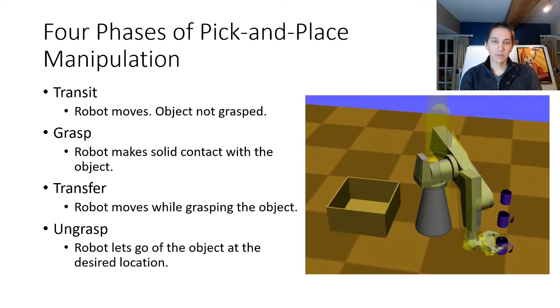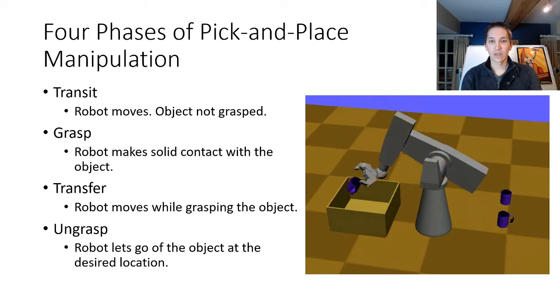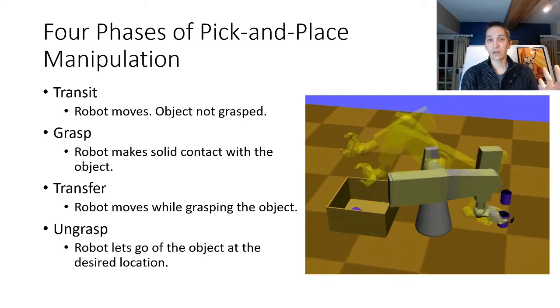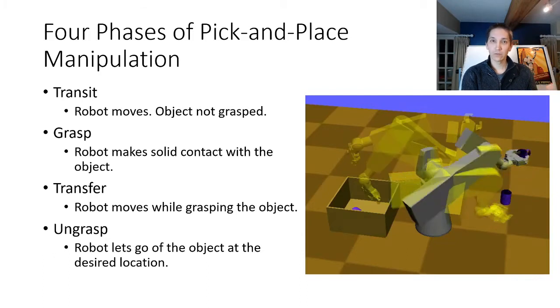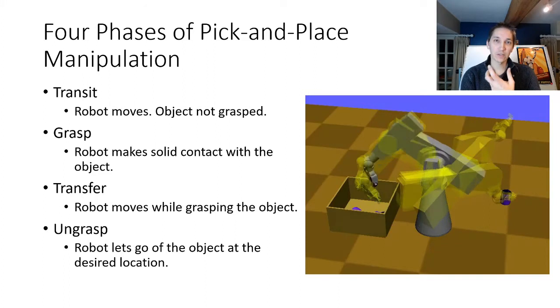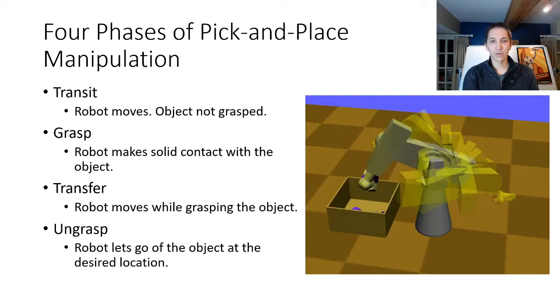So this type of general pick and place manipulation is usually divided into 4 different phases. The first one is transit, in which the robot moves from some configuration not grasping the object to the configuration where it grasps the object. The grasping phase acquires the object into the robot's gripper. Then the robot transfers the object from one place to another, and then it ungrasps to let the object go.